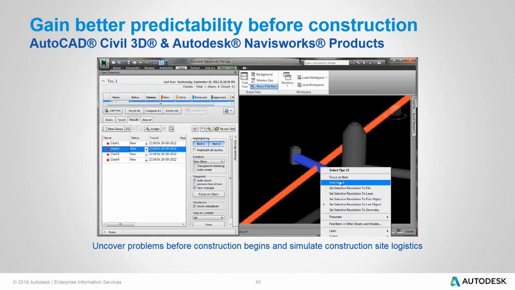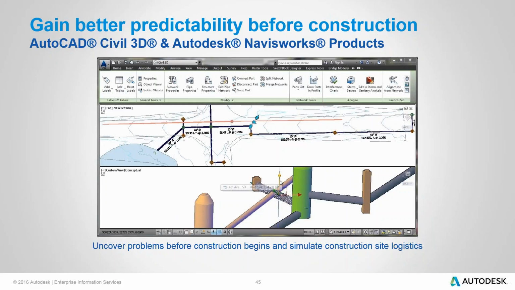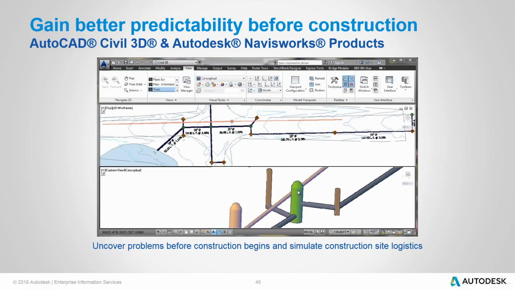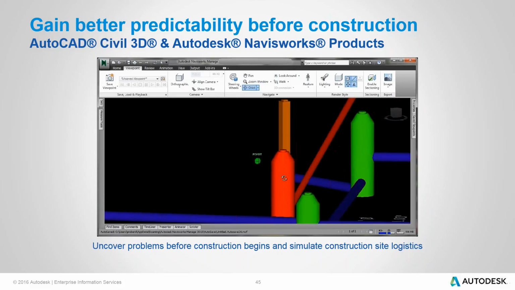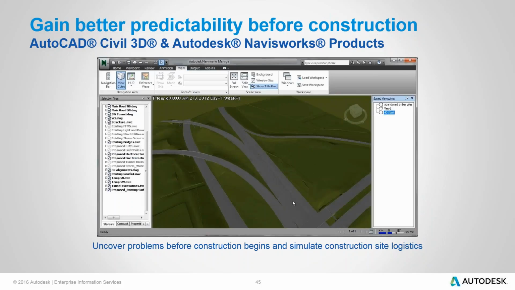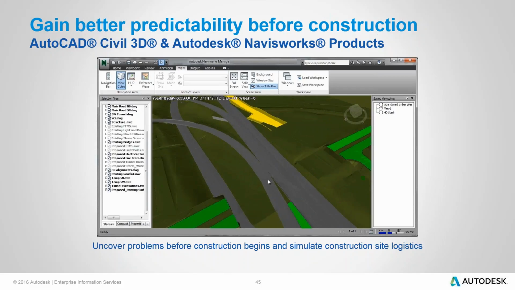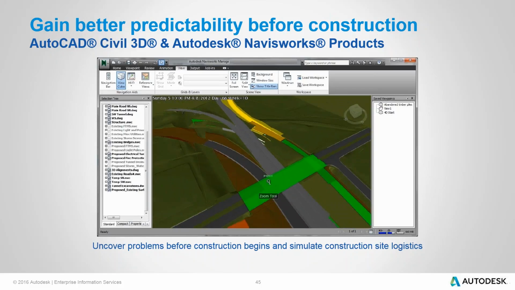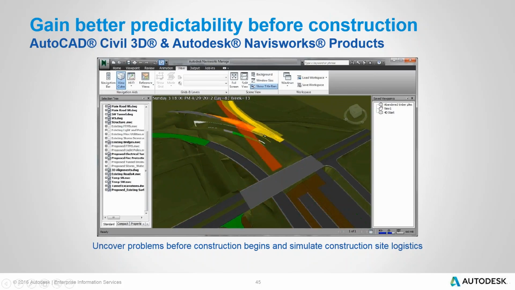If any clashes are identified in Navisworks Manage, the switchback link to the dynamic Civil 3D model enables engineers to more quickly update designs and related documentation. This improves coordination between designers and construction teams, leading to a reduction of time and cost-intensive change orders.